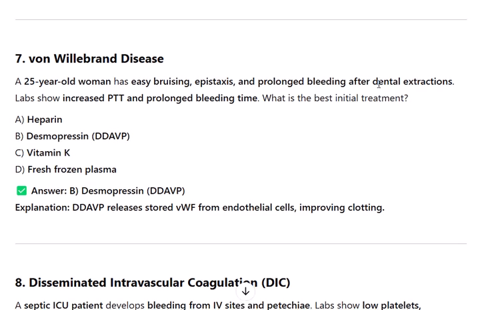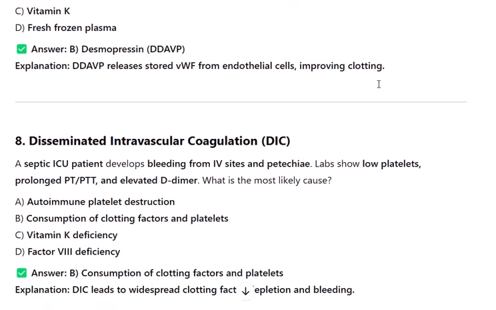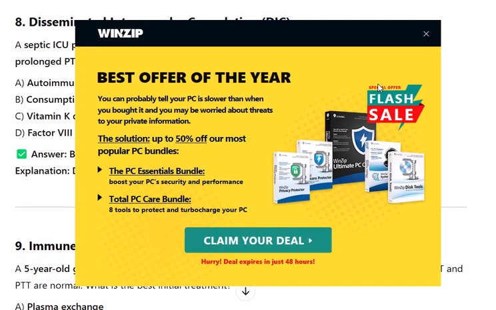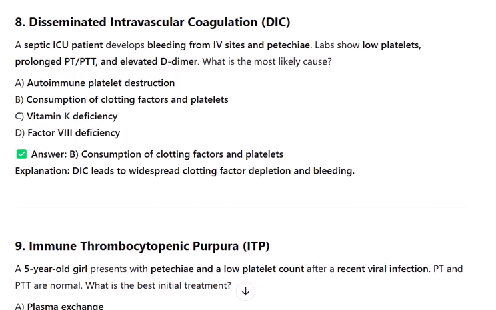8. Disseminated intravascular coagulation. A septic ICU patient develops bleeding from IV sites and petechiae. Labs show low platelets, prolonged PT and PTT, and elevated D-dimer. What is the most likely cause? A. Autoimmune platelet destruction. B. Consumption of clotting factors and platelets. C. Vitamin K deficiency. D. Factor VIII deficiency. Answer B. Consumption of clotting factors and platelets. Explanation: DIC leads to widespread clotting factor depletion and bleeding.